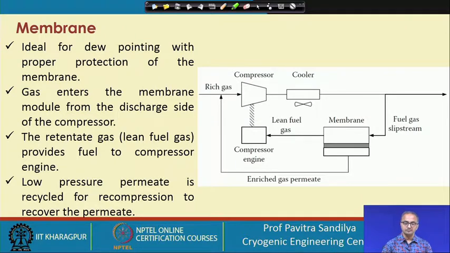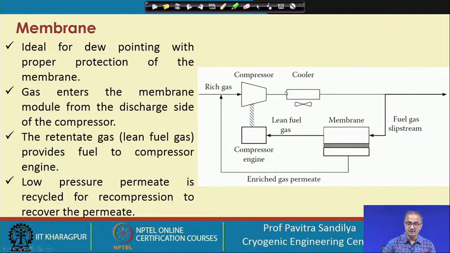Now, this low temperature lean gas, which is the lighter hydrocarbons, is taken out from here and combusted, so that the energy from the combustion is used to drive the compressor through the compressor engine. The heavier component is taken and mixed with the rich gas to further recover the hydrocarbons. So, this is how it goes.